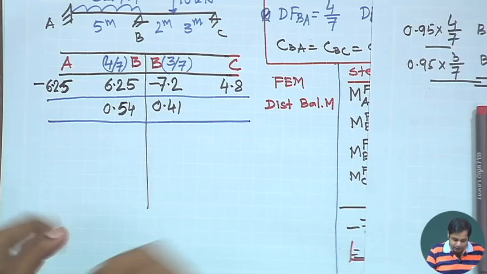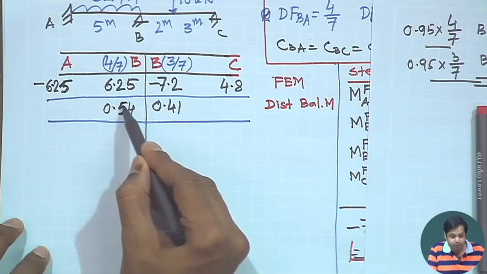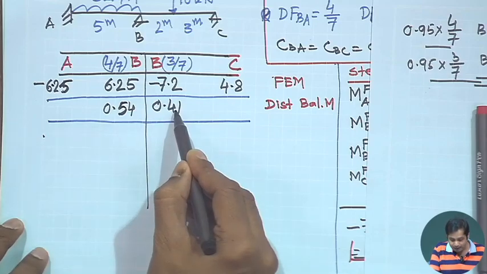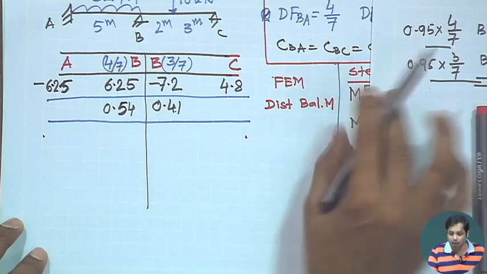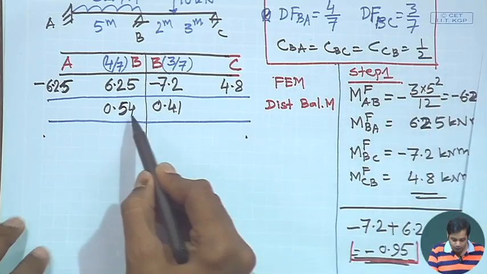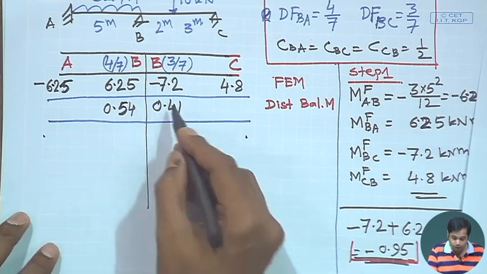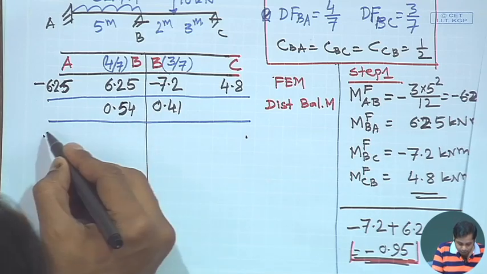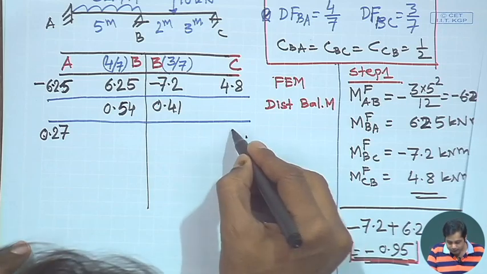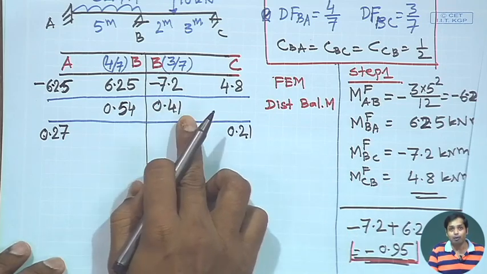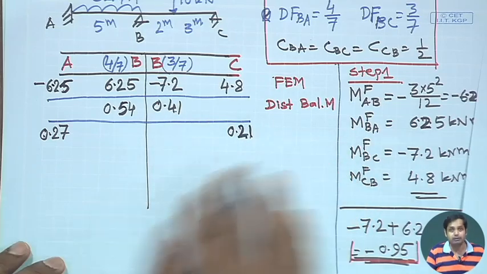Now, once we have this, some moment from this will be carried over to A, and there will be a carried over moment to C, and we have seen all the carryover factors are half in this case. So, how much will get carried over? Half of this, and here also half of this. So, the carryover moment will be here 0.27, and in this case the carryover moment will be 0.21. It is 0.405 but 0.205, but you can write it in two decimal places.